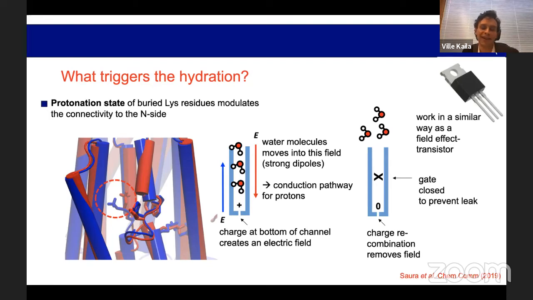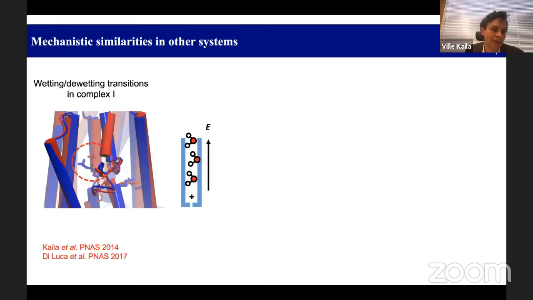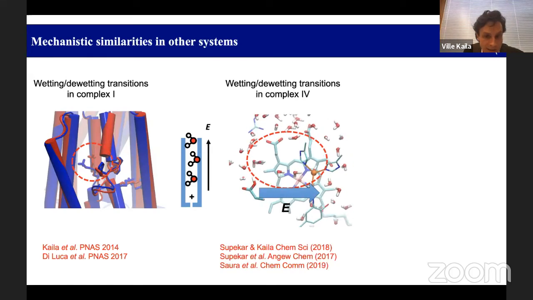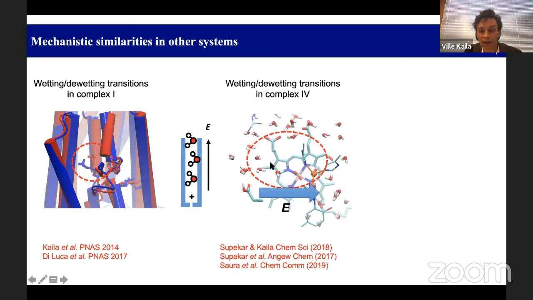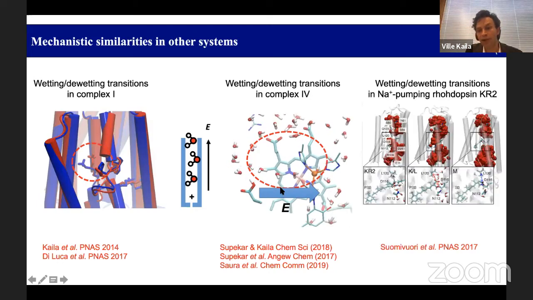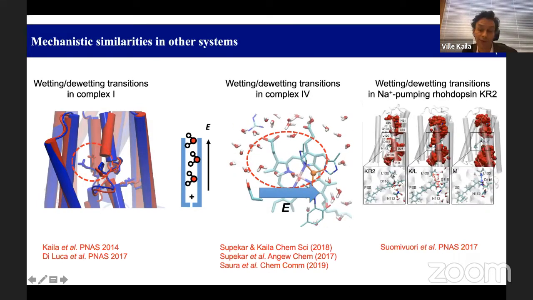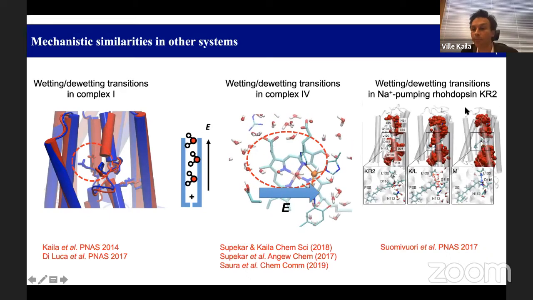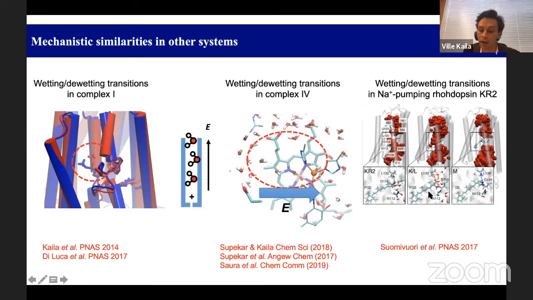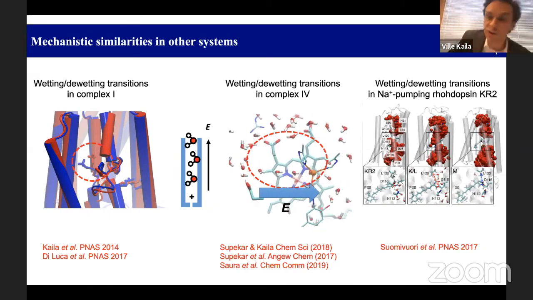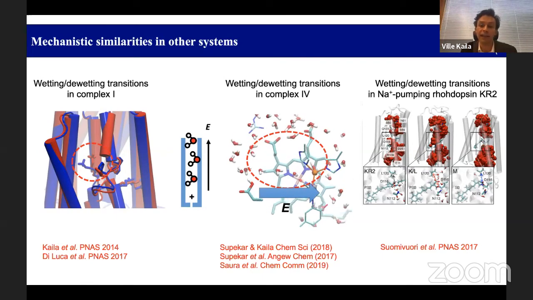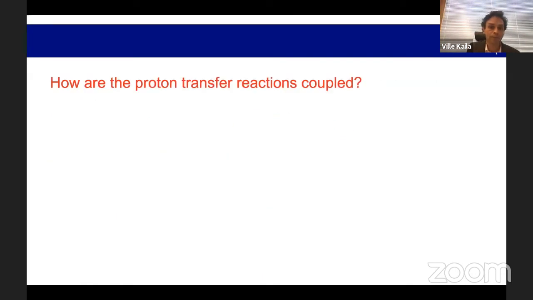So you could say that it's a little bit like a field effect transistor where the gating charge regulates conduction properties of the device. So of course, we've seen similar behavior in many other systems, not only in complex 1, but in cytochrome C oxidase, where a reduction event causes a similar wetting behavior, but also in light-driven systems like in this sodium pumping rhodopsin, where the charge changes cause differences in hydration across the membrane.